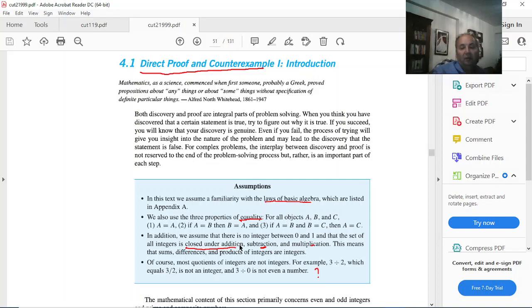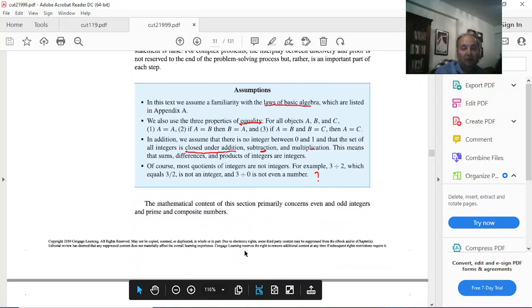The set of all integers is closed under addition, subtraction, and multiplication, but not division. This means that sums, differences, and products of integers are integers. Of course, most quotients of integers are not integers. For example, 3 divided by 2 is a rational number and is not an integer. 3 divided by 0 is not even a number; it is NaN.